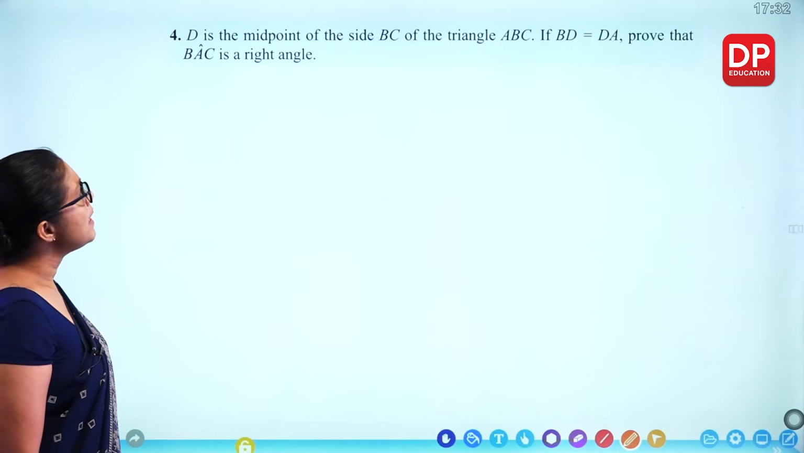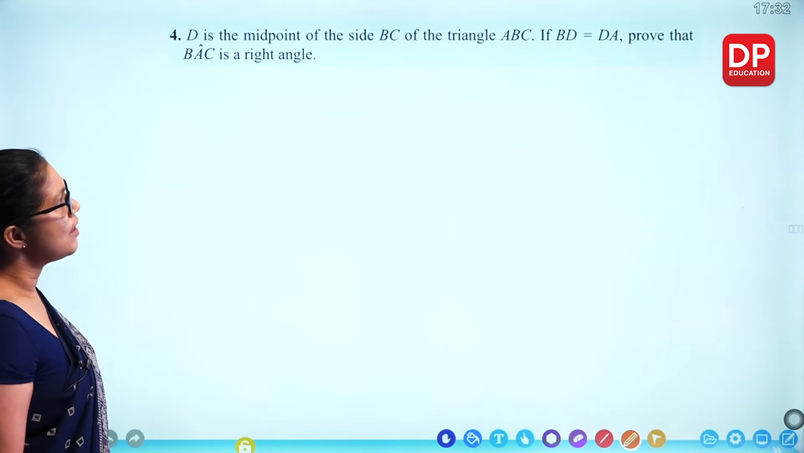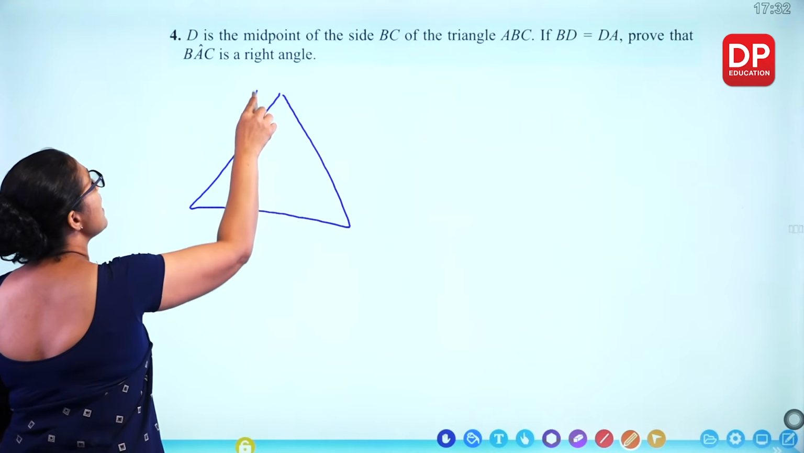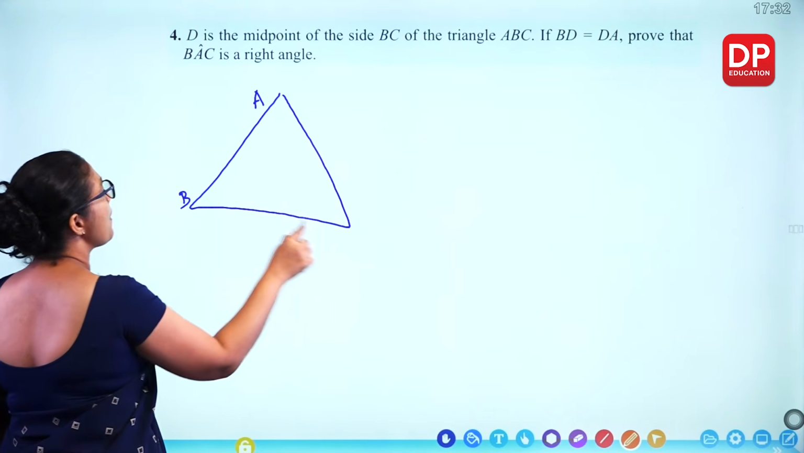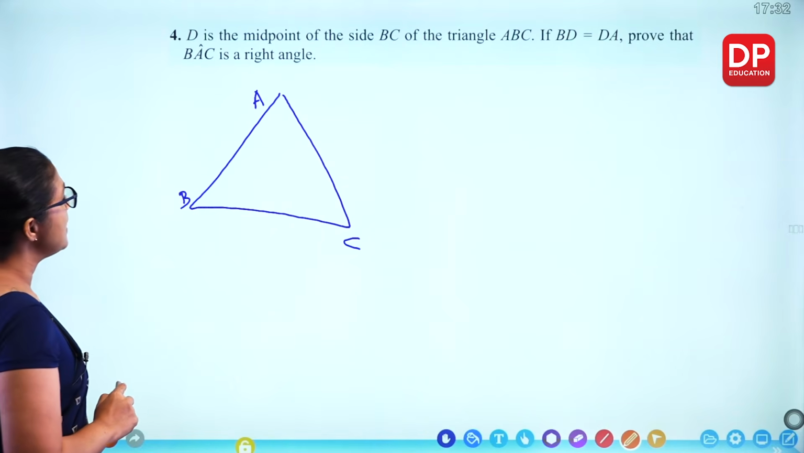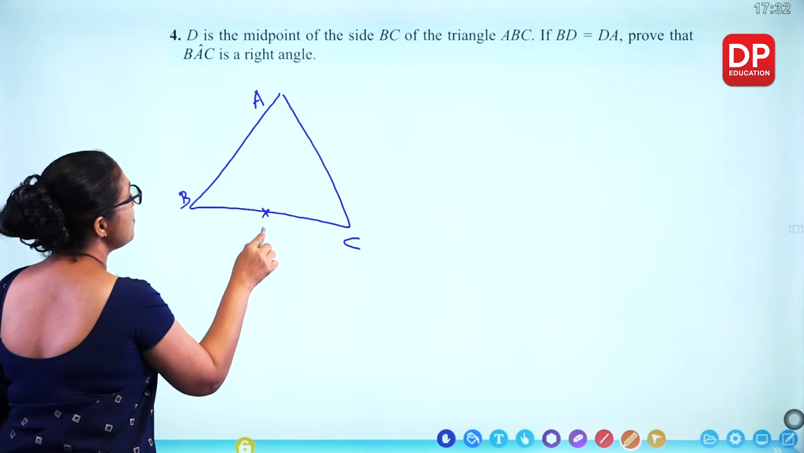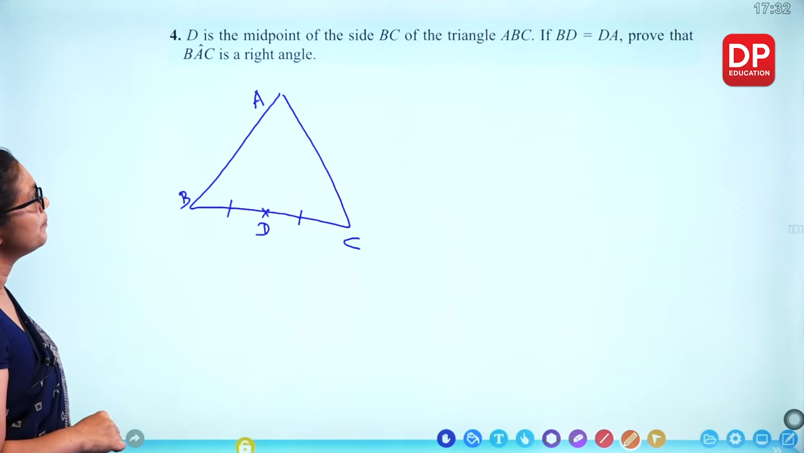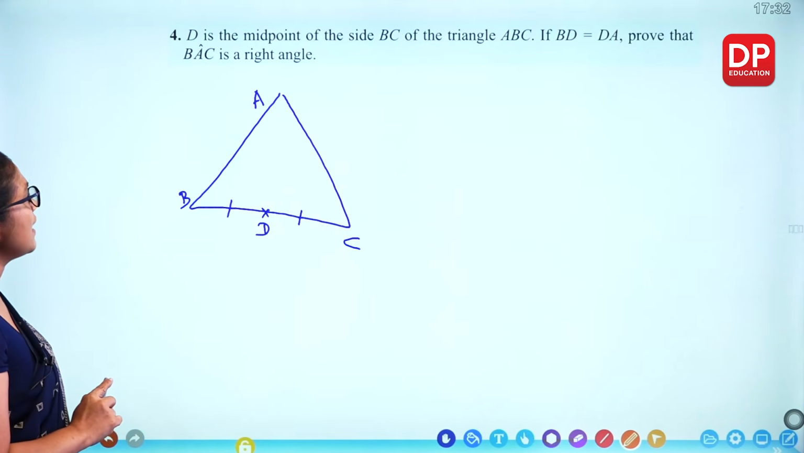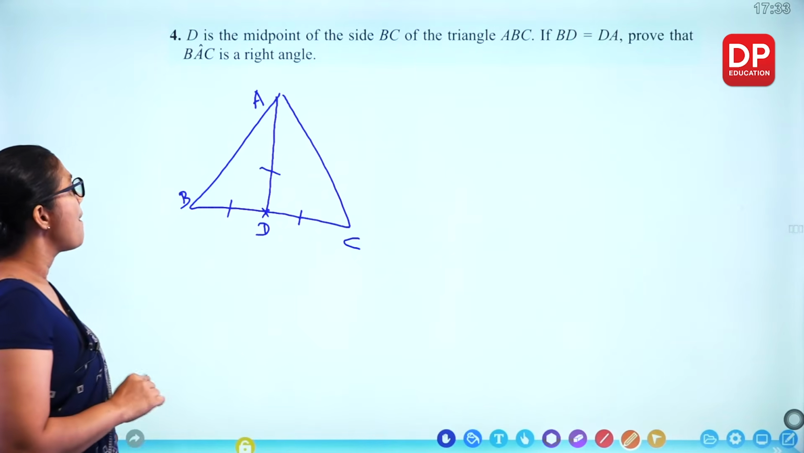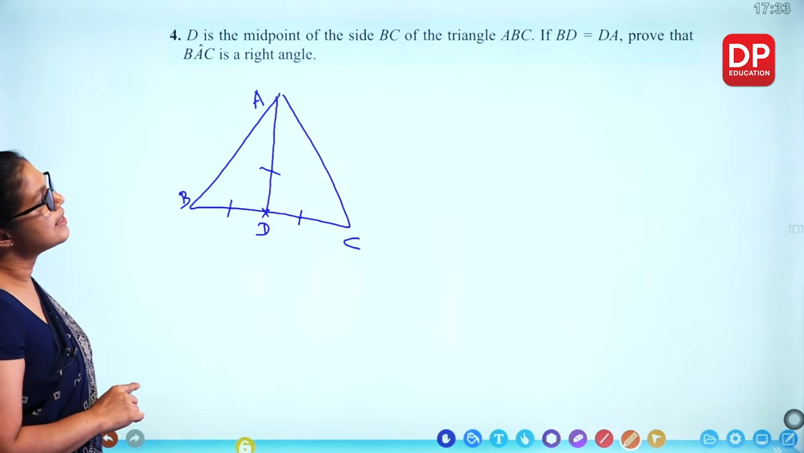Now we'll take the fourth exercise. D is the midpoint of the side BC of the triangle ABC. So we'll try to draw the diagram. Triangle ABC is there. The midpoint of BC, so D is the midpoint. So we can mark these two sides are equal. BD is equal to DA, so when you connect A and D, it says BD is equal to AD.